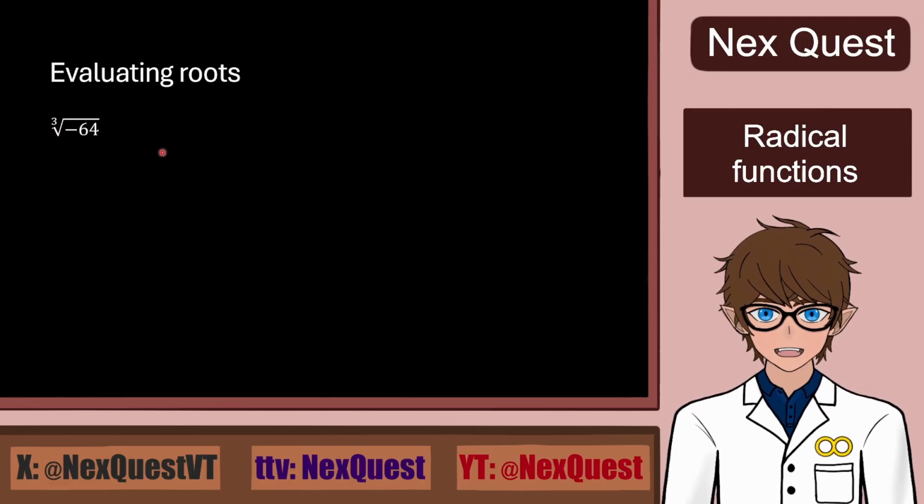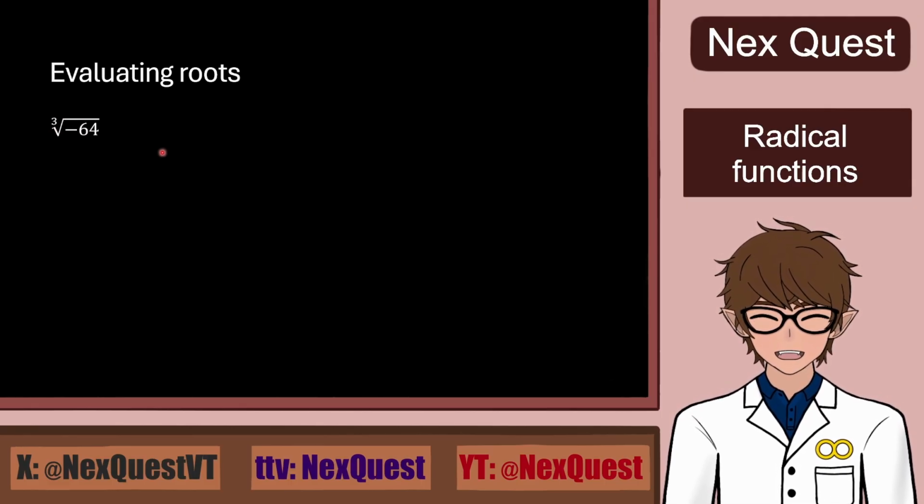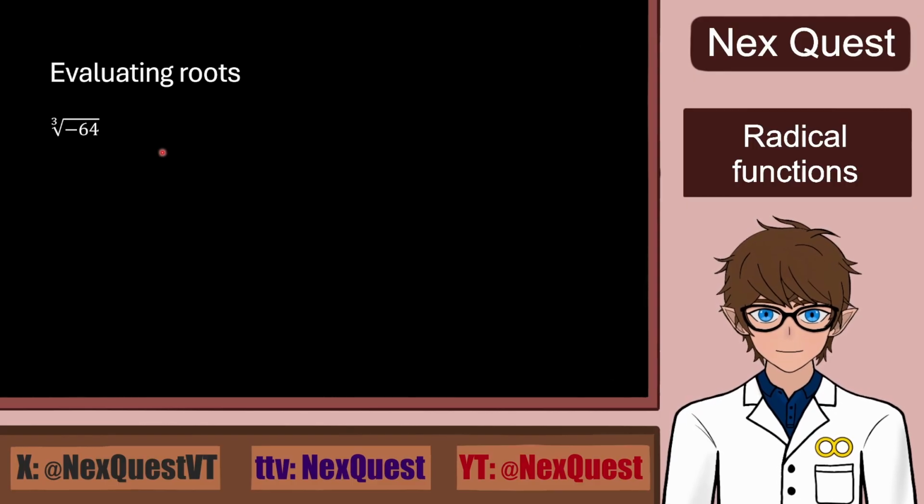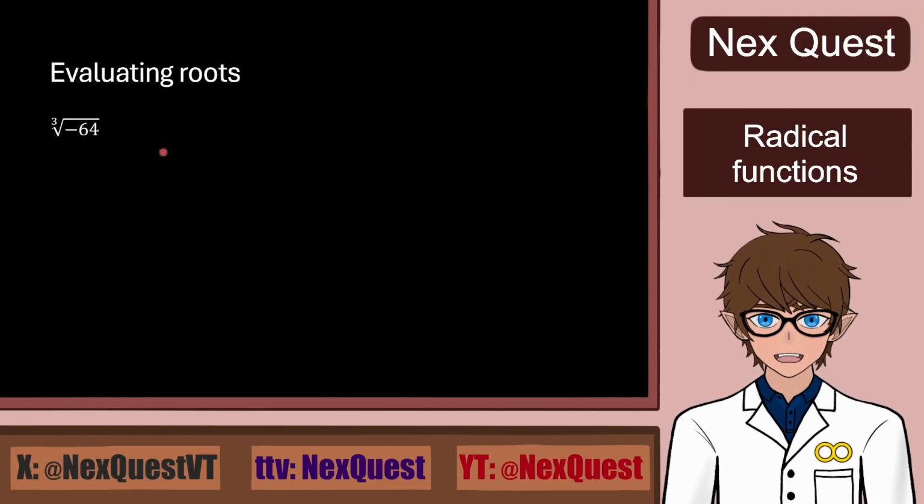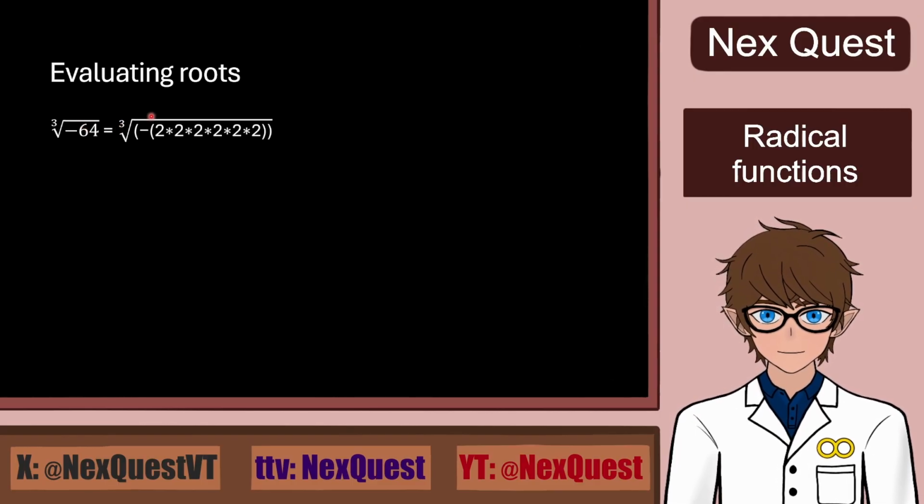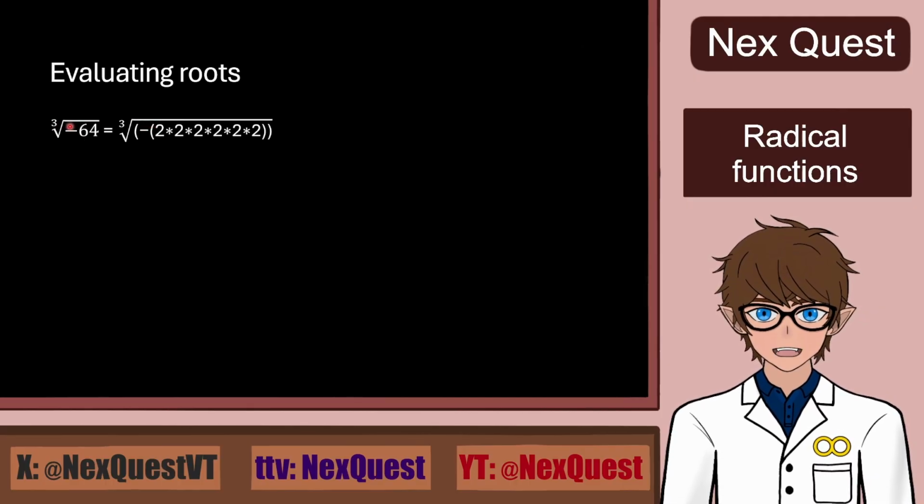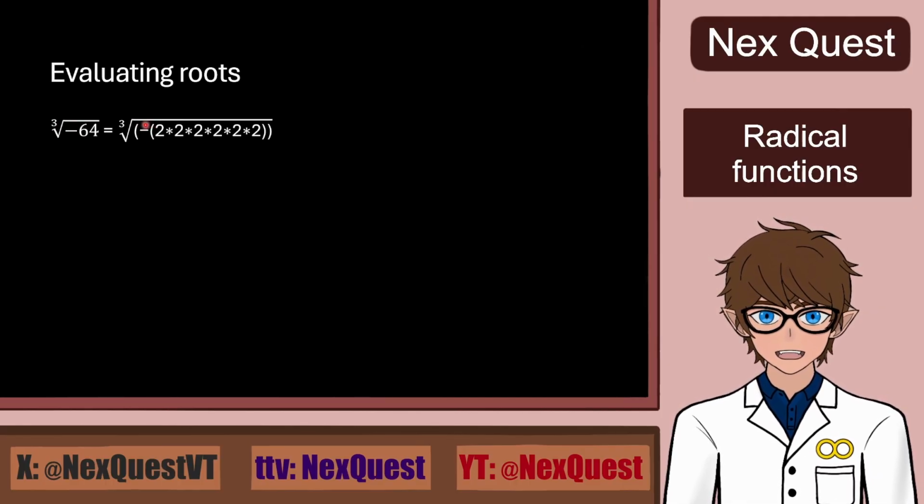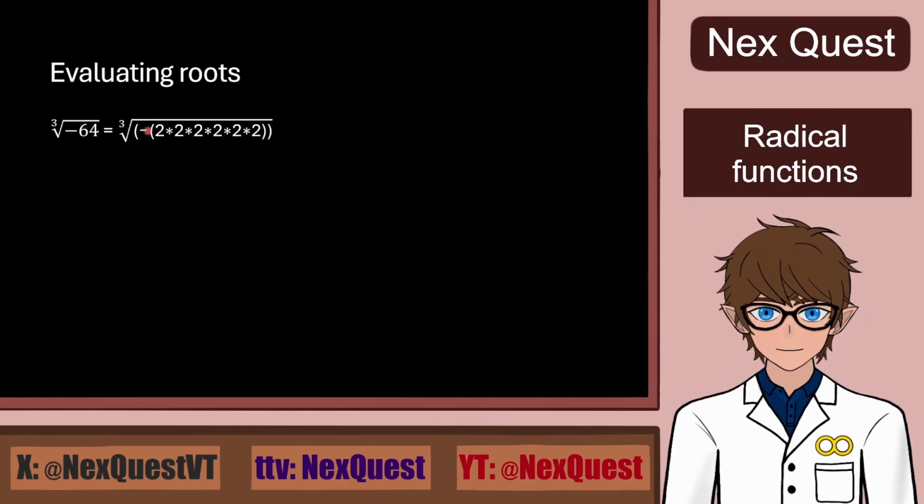For the next example, we have a cube root of minus 64. Since the index is odd, we can have negative numbers under the root. So I will be separating the factors. The first one I notice is minus 1, so I can get rid of the minus sign. I write minus here, and then I keep writing down the primes.